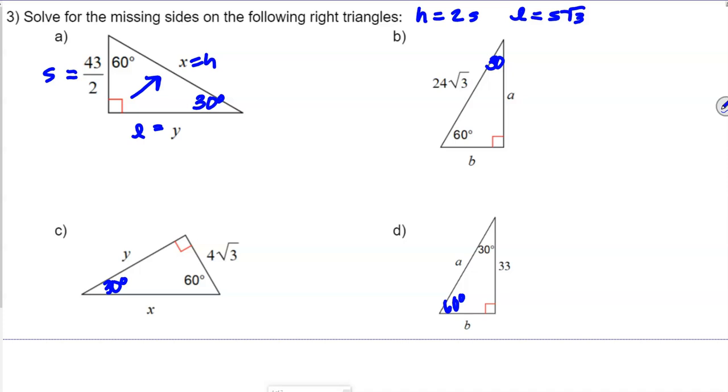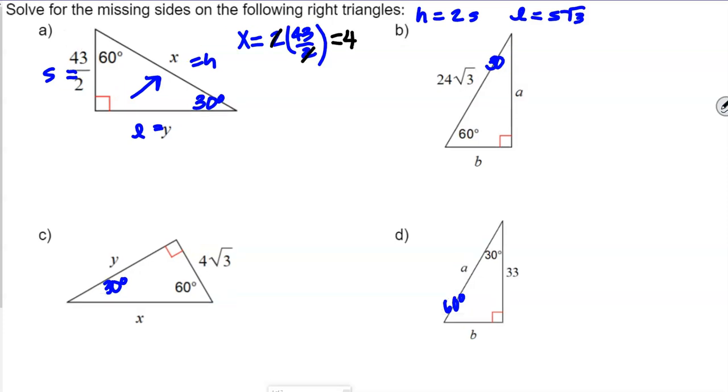So let's go ahead. We have the short leg, so all we have to do with this one is substitute into the two formulas, right? So to find x, which is h, we're just going to go 2 times 43 over 2. What happens to those 2's? They cancel each other out. So this is just going to be 43, okay? The next one is our long leg, right? So when we're trying to find our long leg, we're going to use the short leg times the square root of 3. So this is going to be 43 over 2 times the square root of 3. And that was L, so that is Y. Okay? Done.